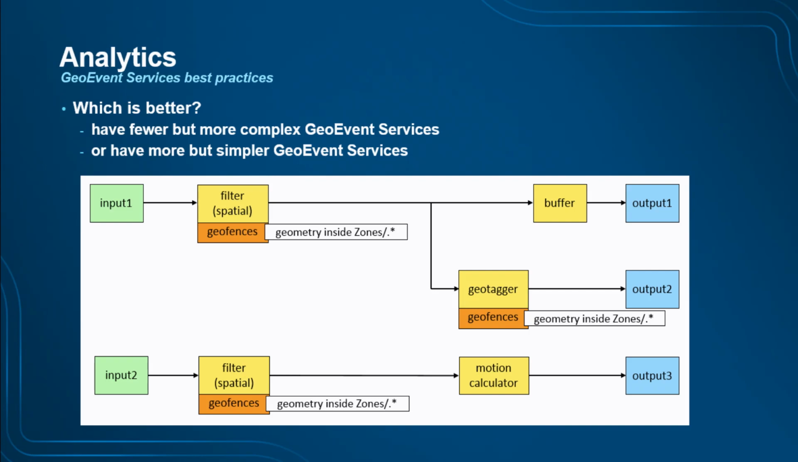sent to output 2. And input 2 has its own processing flow, which isn't connected to anything else, but that's still a valid approach to have in the same GeoEvent service. Different inputs can definitely be part of the same service. You don't need to think about isolating them in that way necessarily.